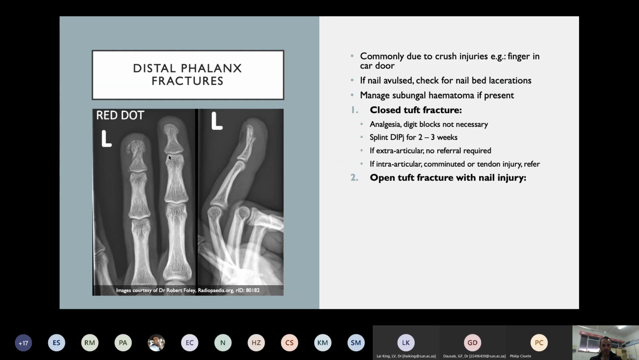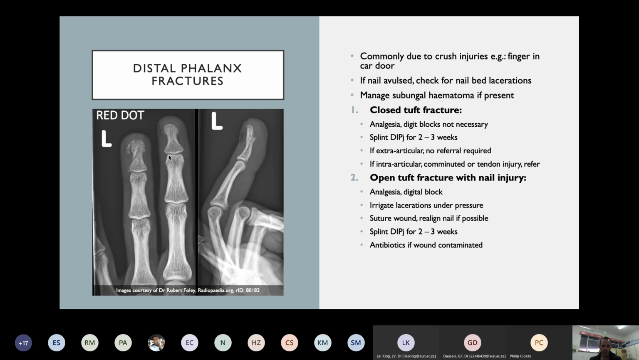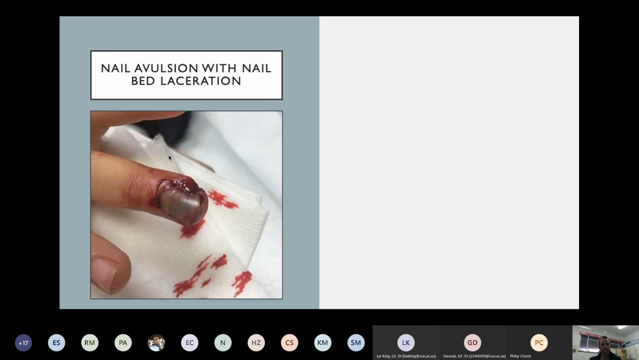If there's an open tuft fracture, so if there's a nail avulsion or open injury, give them analgesia and apply a digital block. You need to irrigate those lacerations with pressure, suture the wound, and realign the nail if possible, and then splint the distal interphalangeal joint for 2 to 3 weeks. If the wound is contaminated, you can give antibiotics. And these guys need to follow up with hands or have good follow-up so that you can do a wound check and assess for whether there are any complications associated with that wound.